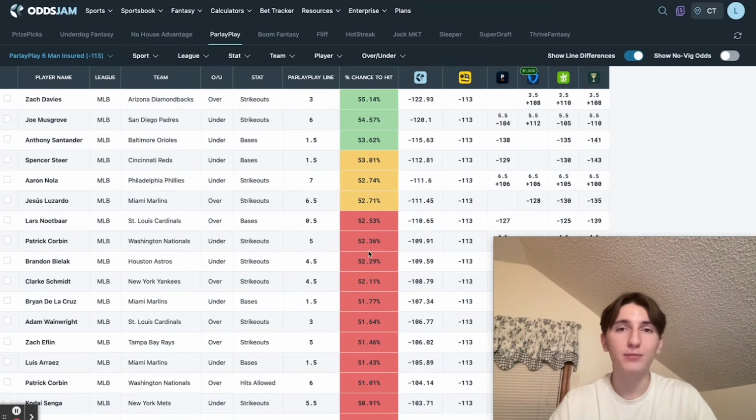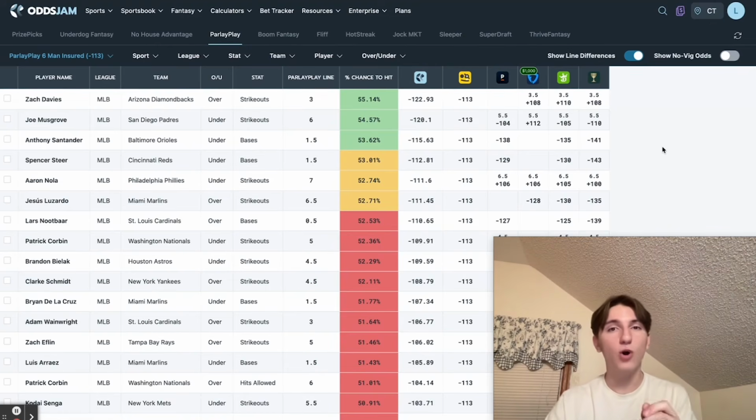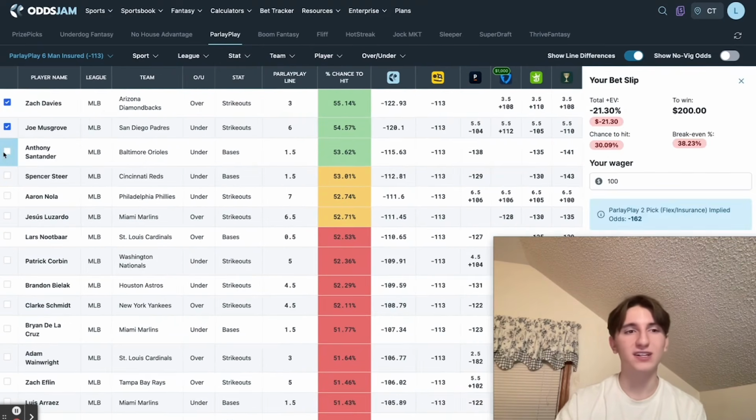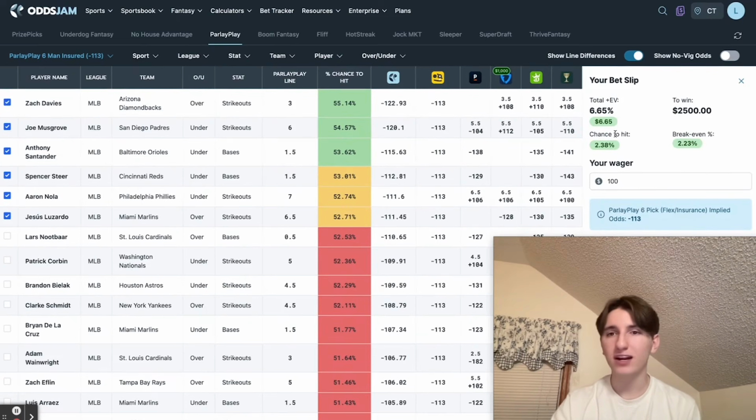If you're looking to build a profitable slip on any of these apps, Prize Picks, Underdog, No House Advantage, Parlay Play, Fliff, Jock Market, Sleeper, this is the place you need to be. It tells you all of the best bets in green. Again, you can just click the bets you want to take. Say we're on Parlay Play and we just want to take the top 6 plays. Now we can add this to our bet tracker. We can see it's a 7% EV play. You've built yourself a profitable slip on Parlay Play using the OddsJam fantasy screen.